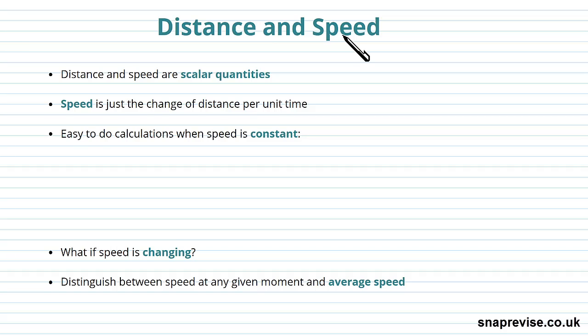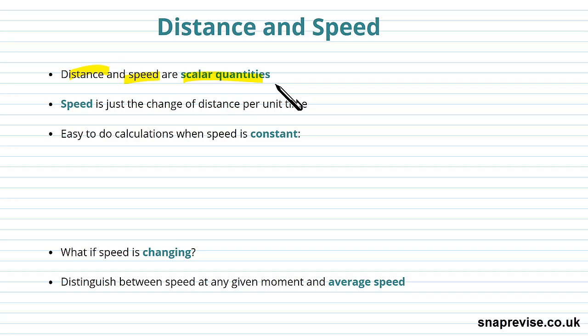We discussed scalar and vector quantities in our previous lessons, and we learnt that scalar quantities are only values. They have no sense of direction. And that's what distance and speed are. So in the way that we use the terms, distance and speed are scalar quantities. You don't need to give a sense of direction for them.